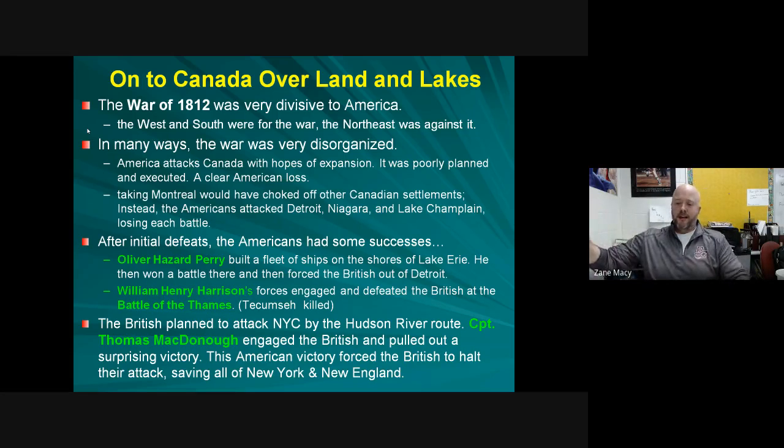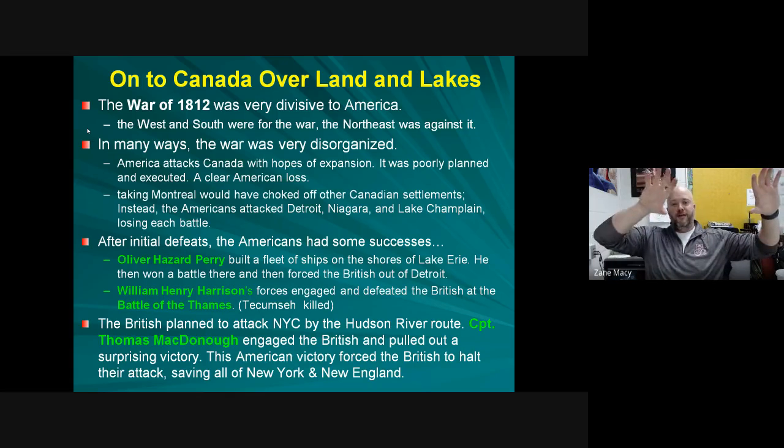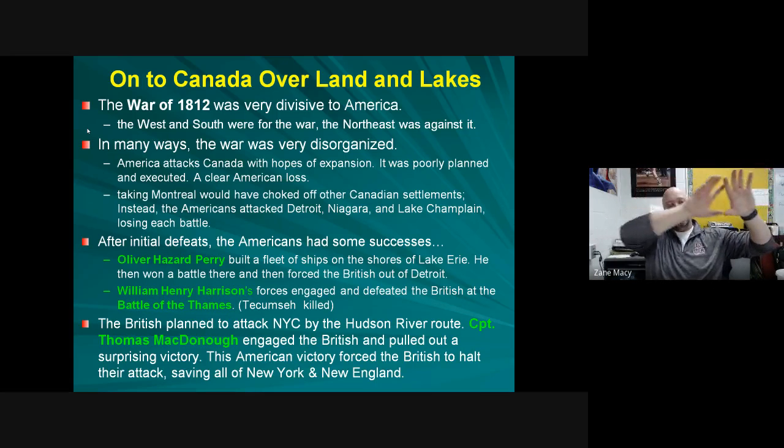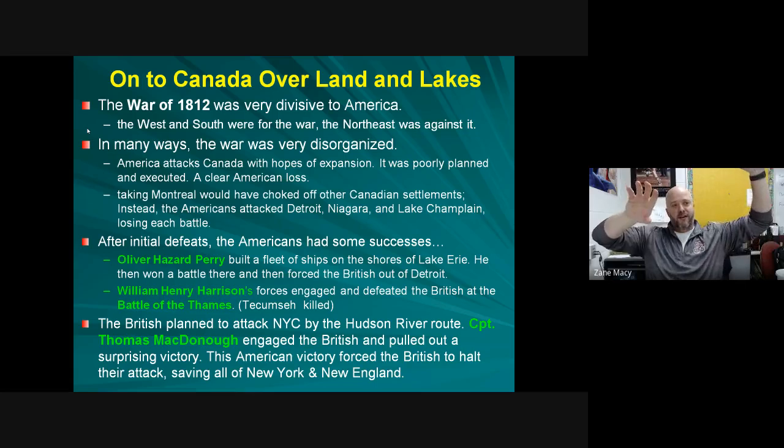So you have Lake Erie, or I guess for you all, I have to flip my sides. You have Lake Erie, and then you have Detroit here. That drives the British out of Lake Erie. It drives the British out of Detroit. Pretty much gives us a good hold on the Great Lakes region at this point.